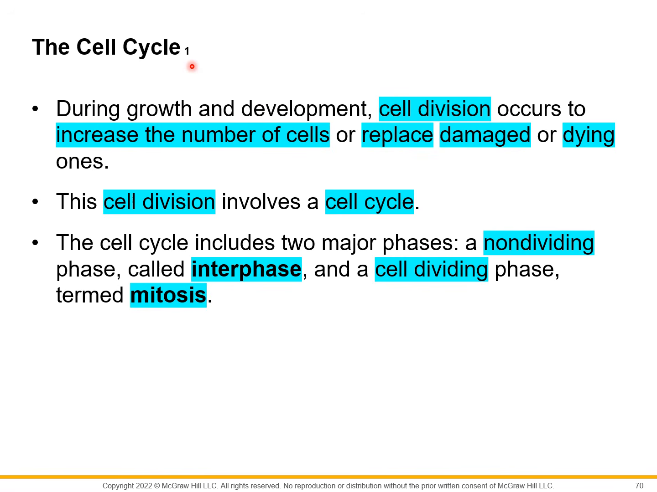Let's now proceed to the cell cycle. So during growth and development, cell division would occur to increase the number of cells. Or pwede rin naman mag-cell cycle sila to replace damaged or dying cells. So cell division involves a cell cycle, and cell cycles have two major phases, the interphase and mitosis. So sa interphase, hindi pa muna nagdi-divide yung cells. Yung time kung saan mag-cell division na ang isang cell is the mitosis.